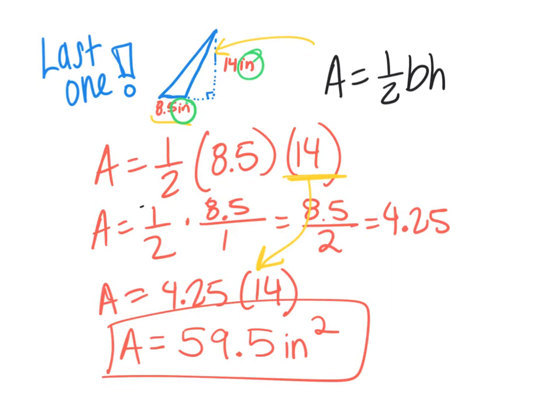The area of this triangle is 59.5 inches squared. Thanks for watching. Again, this was Go Math, Chapter 13, Lesson 2, Area of Triangles.